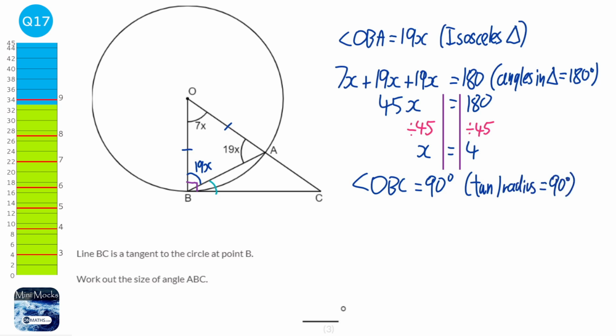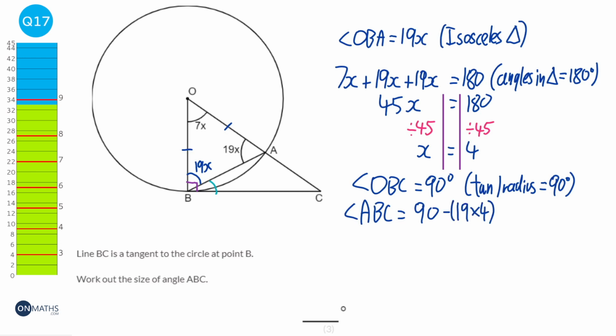Again, make sure you write all the reasons in full. And so therefore, angle ABC, which is what we're asked for, is just 90 take away the 19x. Well, we know that 19x is 19 times 4, because we know that x is 4. And so that would be 76, so in total it would be 14 degrees. So angle ABC is 14 degrees.